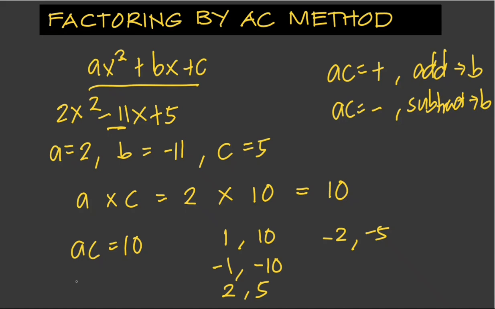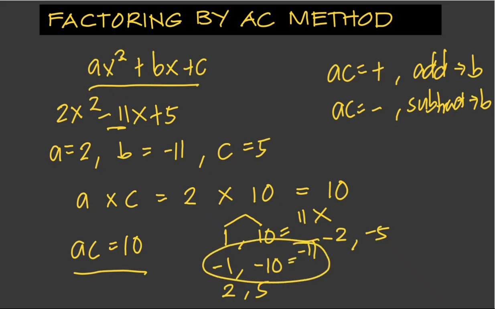Since in this case our AC is positive, we'll look for factors which add to negative 11. For factors 1 and 10, when we add them up, this is equal to positive 11, so certainly this isn't it. Negative 1 plus negative 10 is negative 11. So we choose this one.